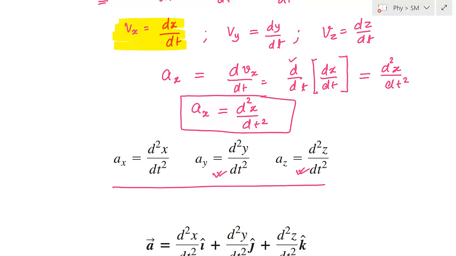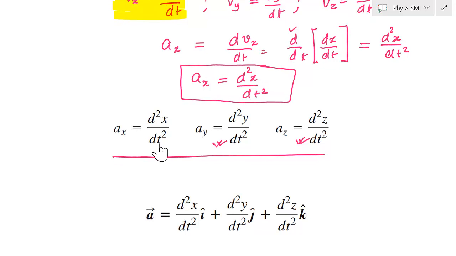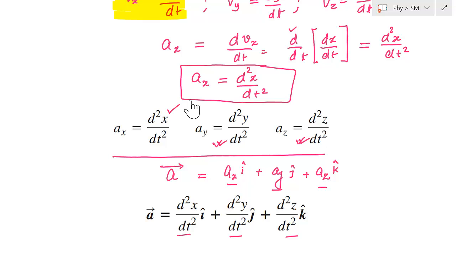And if I know the components of acceleration, I can write the resultant acceleration. So what is resultant acceleration? Resultant acceleration is ax i cap plus ay j cap plus az k cap. So if I put the values here, ax is nothing but d2x by dt square, and similarly ay and az, I get an expression of instantaneous acceleration in terms of different components, that is x component, y component, and z component.